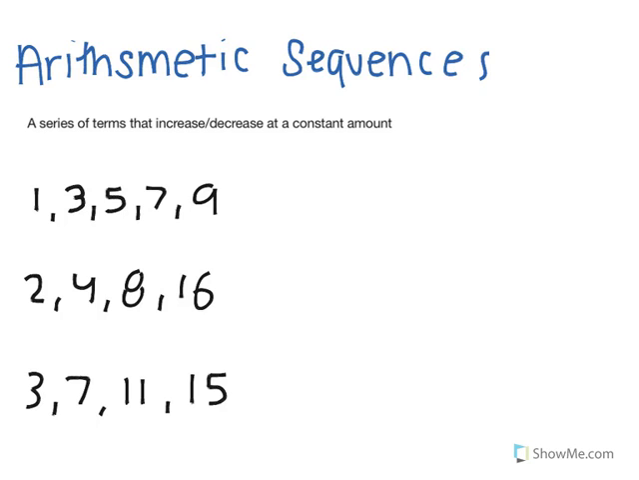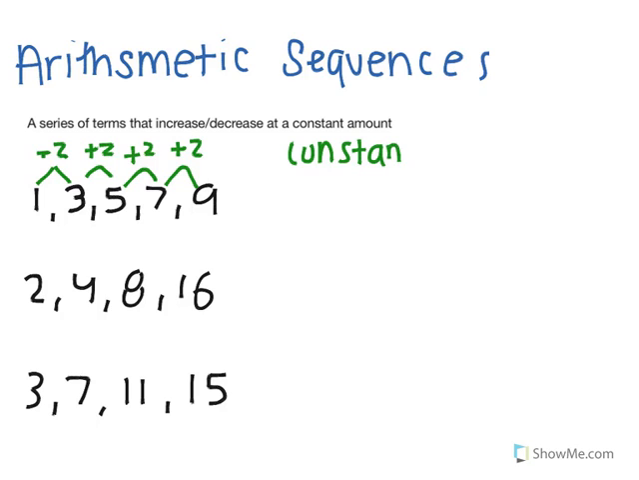Okay, next on today's list is arithmetic sequences. An arithmetic sequence is a series of terms that increase or decrease by a constant amount, and I'll show you what I mean. From 1 to 3, that's just adding 2. From 3 to 5, adding 2. 5 to 7, adding 2. 7 to 9, adding 2. See how I just increase by a constant amount? So that's called our constant difference. And in this case, it is 2.